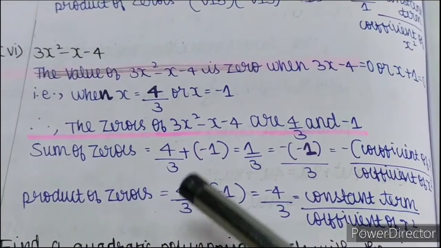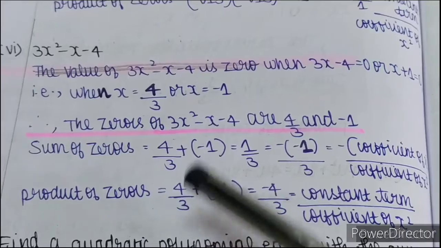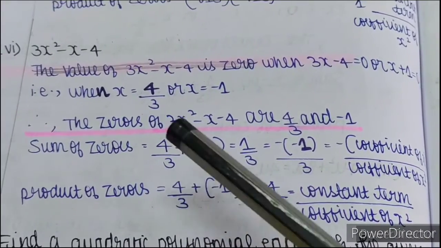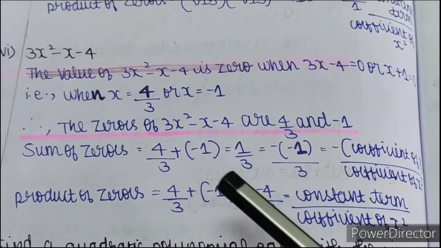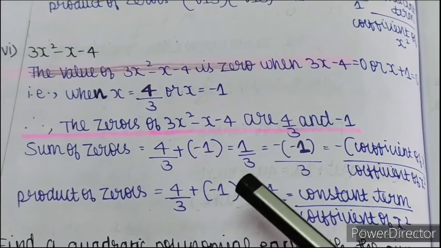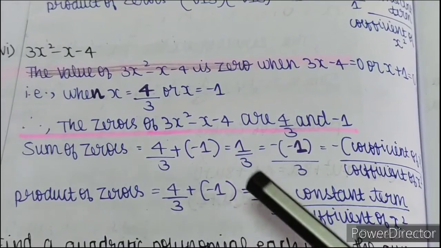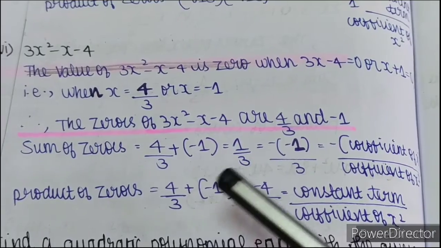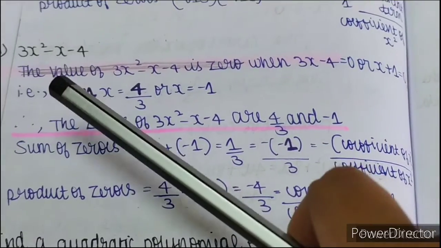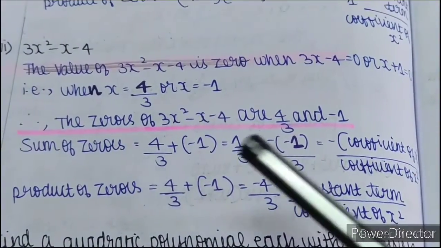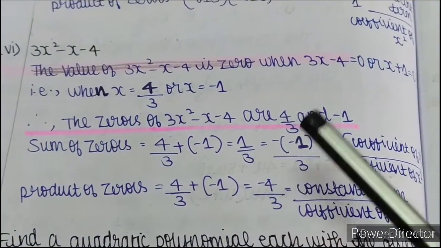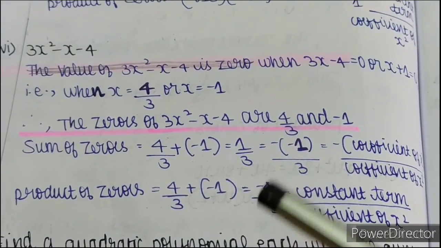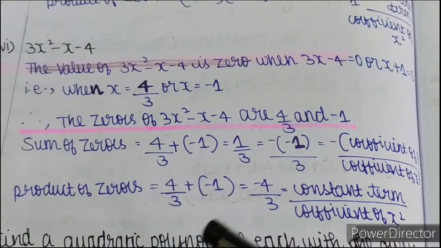So the sum of zeros, alpha plus beta, is equal to 4 by 3 plus (minus 1). On taking LCM and summing it, we get 1 by 3. Whether it is equal to minus b by a, we need to verify. Minus b by a means minus of minus 1, because here it is minus x, over 3. Minus into minus will be plus, so this is plus 1 by 3. So hence we have verified the relationship.